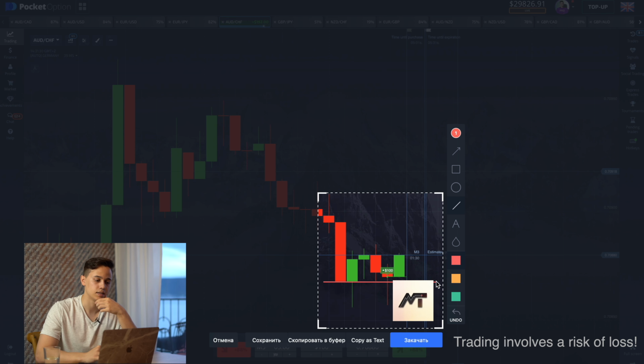Here we can clearly see the impact of this level on the price movements. These shadows of the candles tell us that as soon as the price tried to go down, it was immediately pushed up several times.